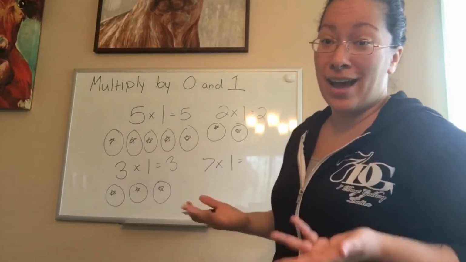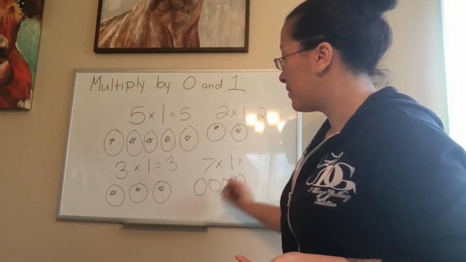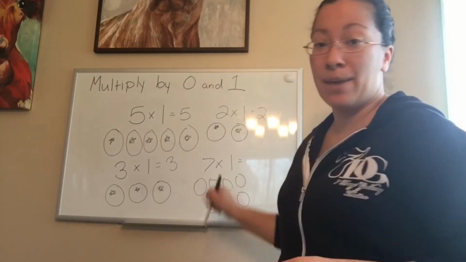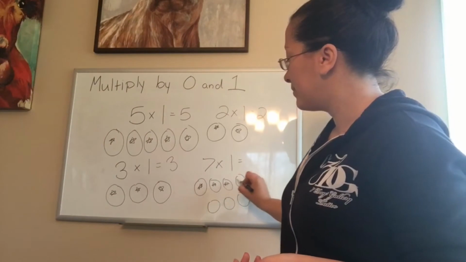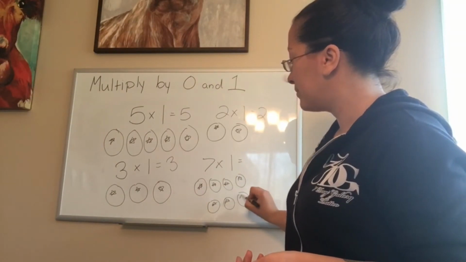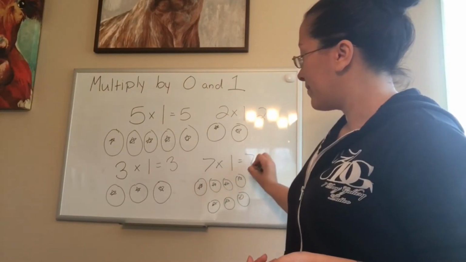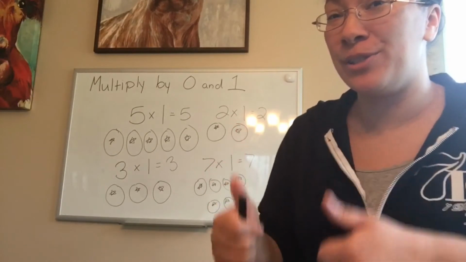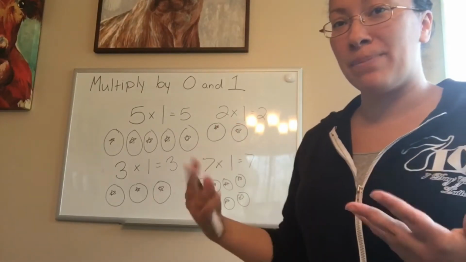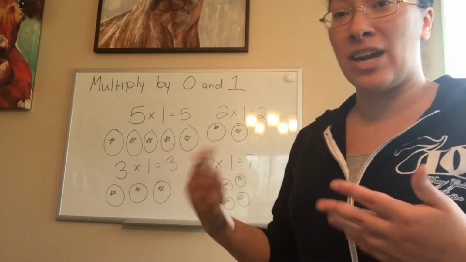Let's do 7 times 1. Same thing, I make my 7 groups. I put 1 item in each group. I count up my items. And I have 7. So if you see the pattern, hopefully you do, you might notice that when we multiply by 1, we get the number we multiplied as our answer.